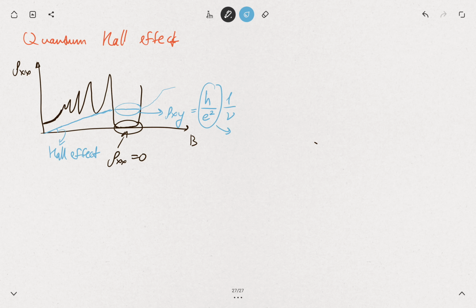The quantum Hall effect was discovered by Klaus von Klitzing, and this constant bears his name, so it's the von Klitzing constant.